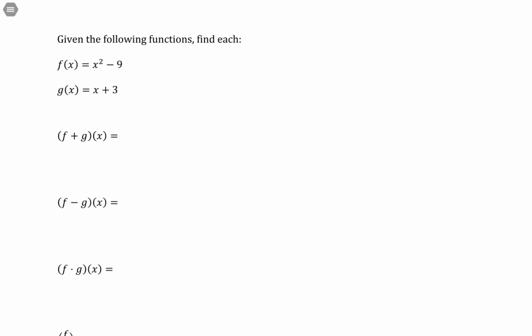Given the following functions, find each. f of x equals x squared minus 9, g of x equals x plus 3, and to start off with, we'll find f plus g of x.